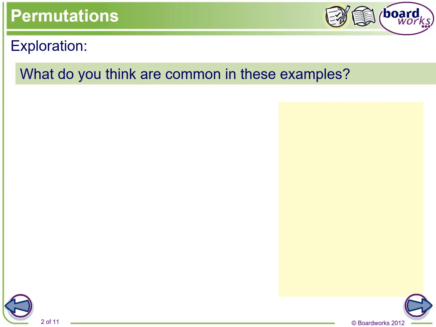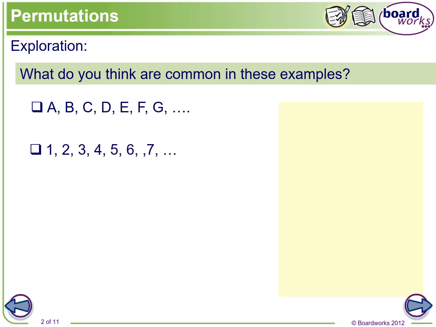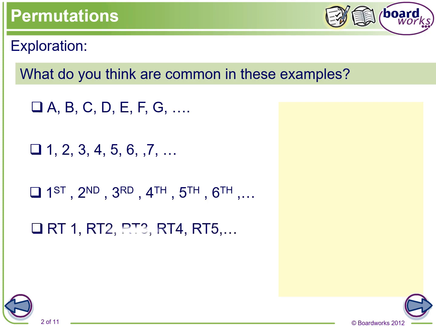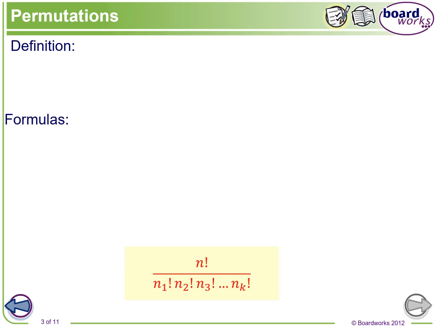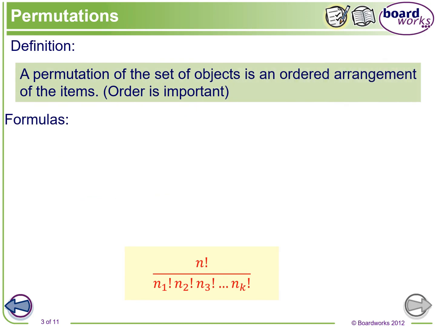So what do you think is common in these examples? A, B, C, D, E, and so on. 1, 2, 3, 4, 5, 6, and so on. First, second, third, fourth, and so on. RT1, RT2, RT3, and so on. XXL, XL, L, M, S. Yes, they are arranged in order. So what then is a permutation? A permutation of a set of objects is an ordered arrangement of the items, where order is important.